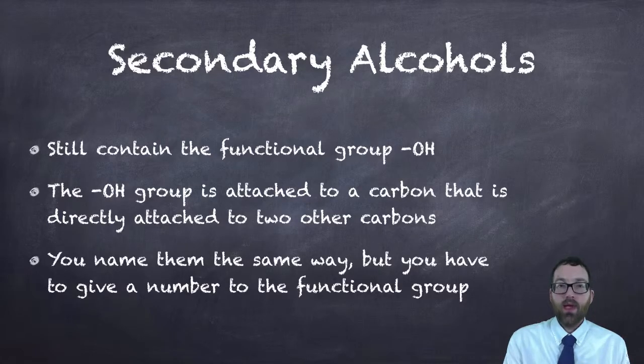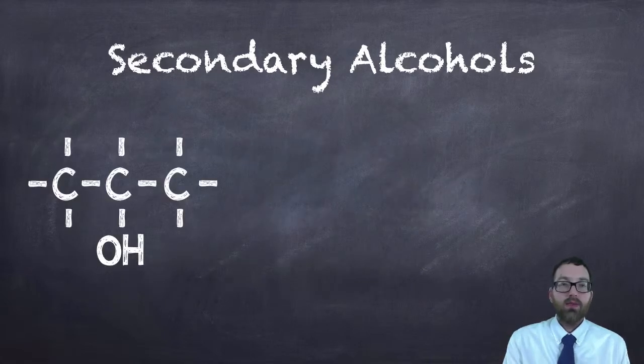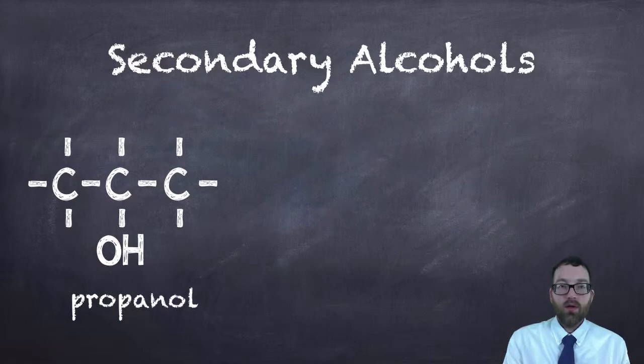You name them the same way, but you have to give a number to the functional group, just like we did on that last butanol example. Okay, so here's my structural diagram for my secondary alcohol. In naming it, we look at the number of carbon atoms. There are 3. So according to table P, that would give us the prefix prop. And the ending is -ol, because it's an alcohol. I know that because I have the alcohol functional group attached. And it is on the second carbon, so I need to give it a number for its position. So this would be 2-propanol.